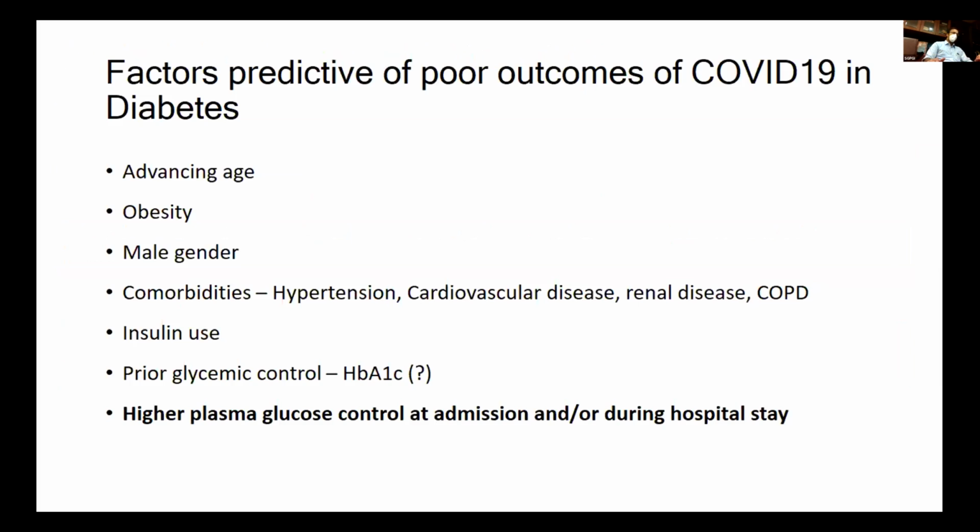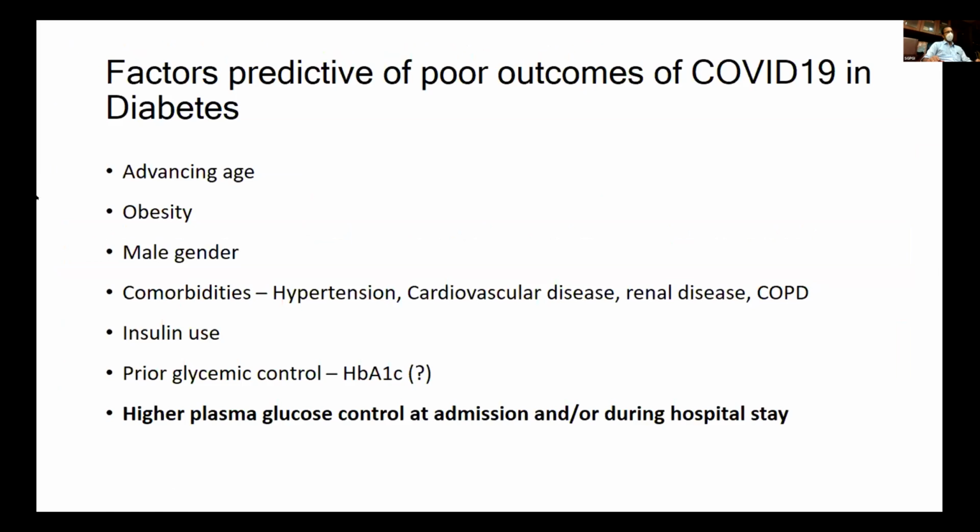So what are the factors which put these patients at risk for severe outcomes? If we understand the factors, then maybe we can target them. These may be modifiable or non-modifiable factors. The non-modifiable factors are higher age, obesity, or male gender. They carry a high risk for a poorer outcome, including death.